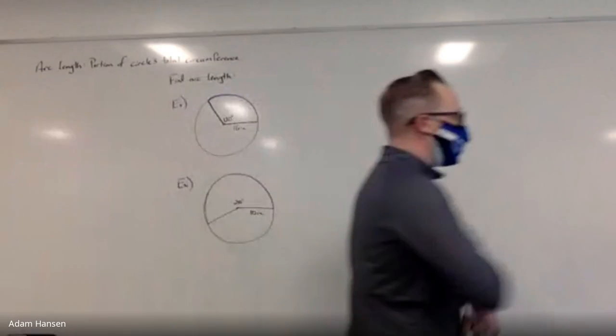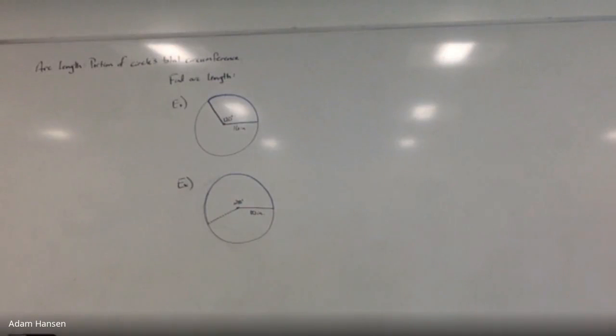Okay, arc length. Today's lesson, arc length. Arc length is a portion of the circle's circumference. So I put up a couple of circles with a given radius and angle measure. I want to find the length of that arc in blue for each of the two examples. Can you kind of see I've shaded in blue a portion of the total circumference for each of those? Okay.